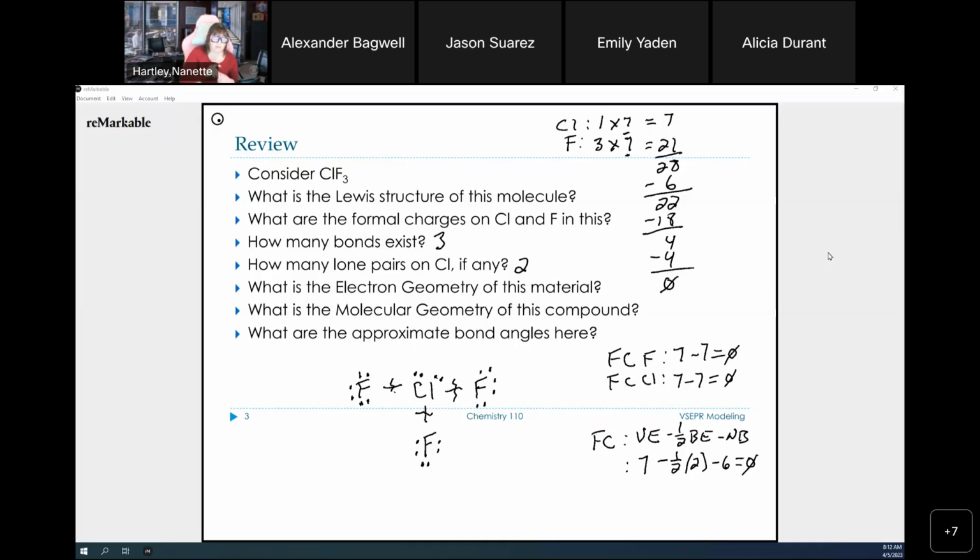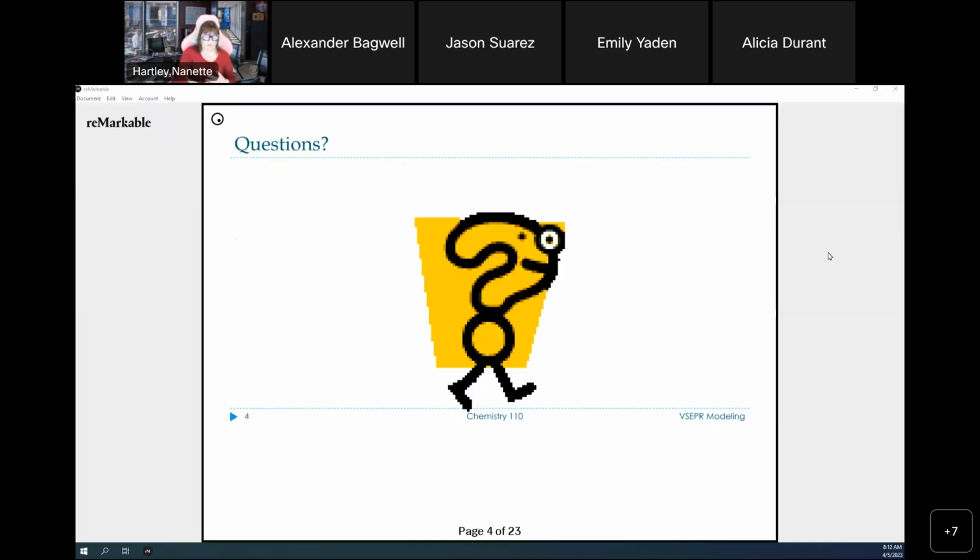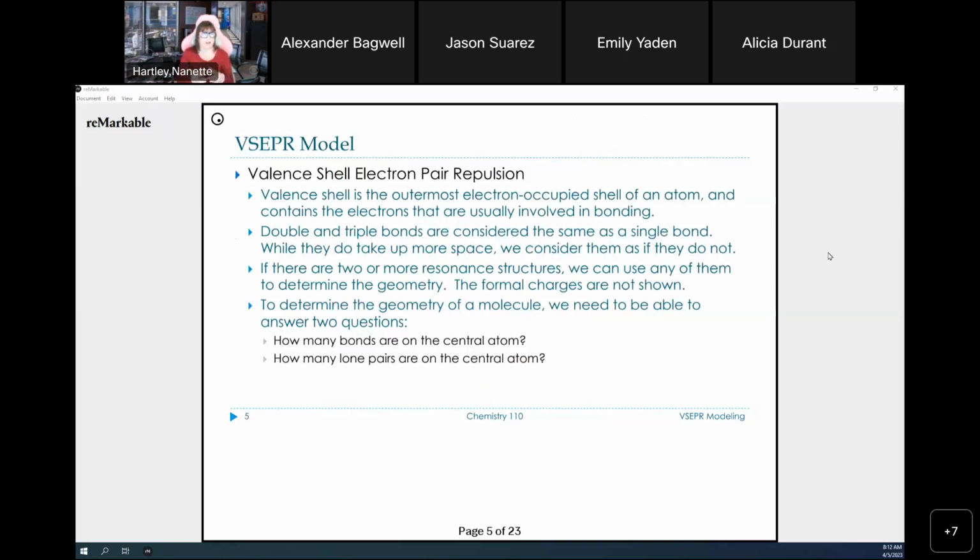Okay. So now we're going to get into that 3-dimensional geometry. Okay. So valence shell electron pair repulsion. Again, the valence shell is the outermost electron-occupied shell of the atom and contains the electrons that are usually involved in bonding. Now, when we talk about double and triple bonds, they are considered to exist in the same space as a single bond. So if I have a double bond that I've drawn in a Lewis structure, I only consider that as one bond. If I have a triple bond, I consider that as one bond. And that's because physically they have to be in the same space. Okay. And they take up slightly more space, but we consider them as if they don't. Okay. It's not that big of a deviation.